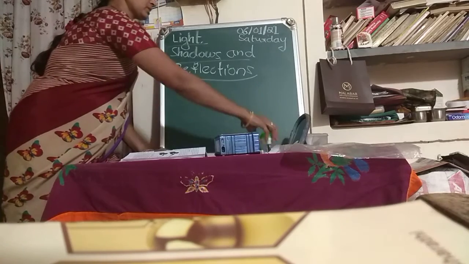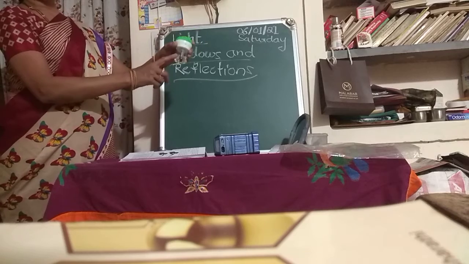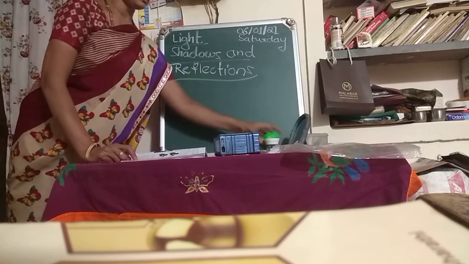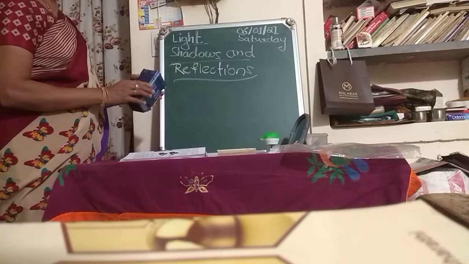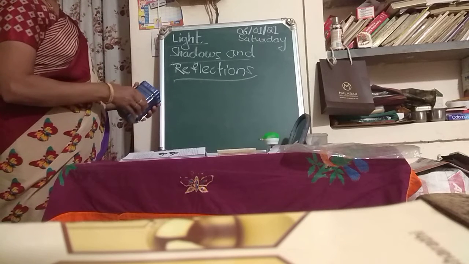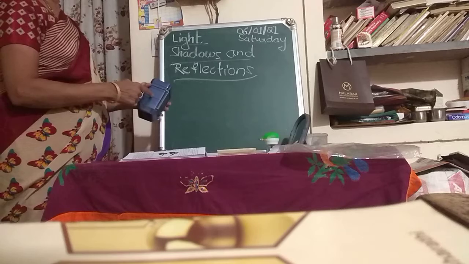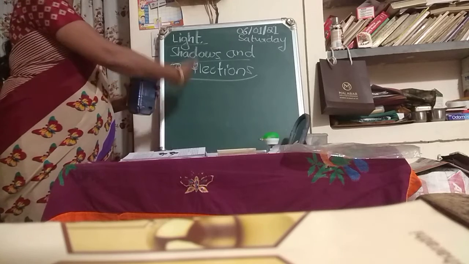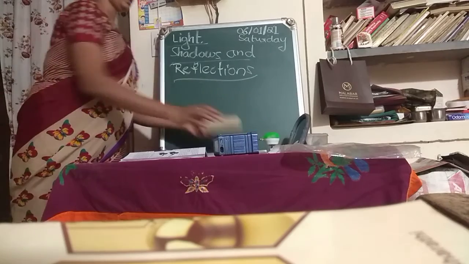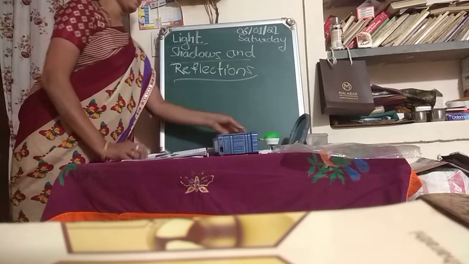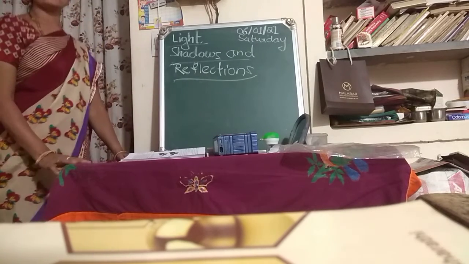This is also transparent. There are some objects that do not let light rays pass through them, and we are not able to see the objects on the other side. This one and this duster. These are called opaque objects.